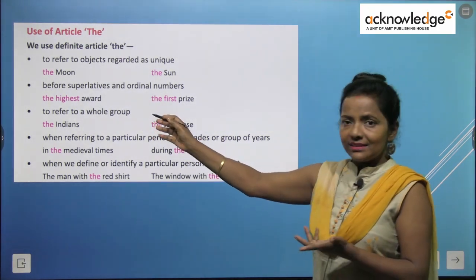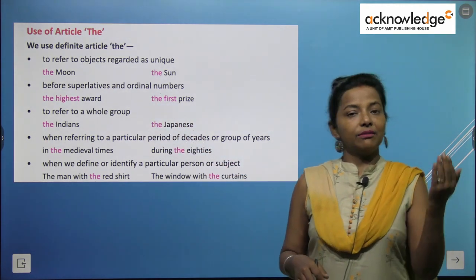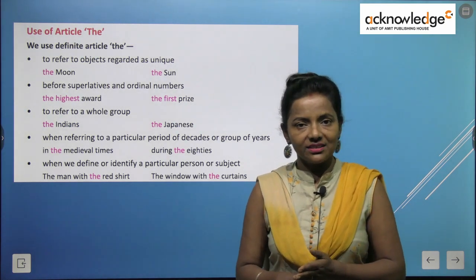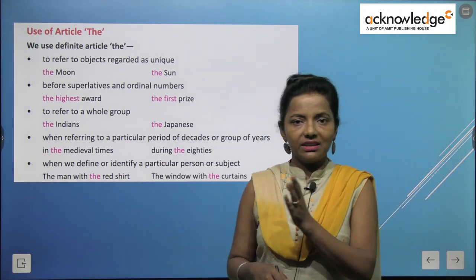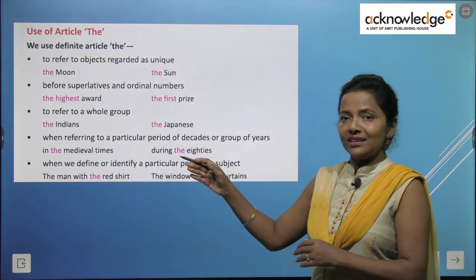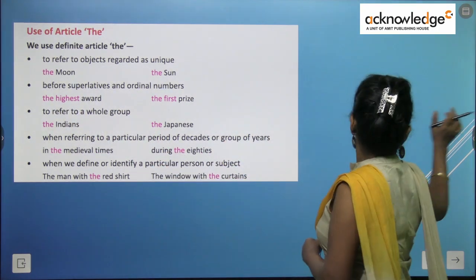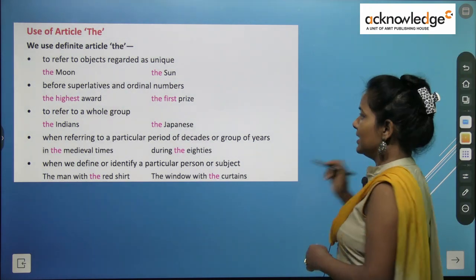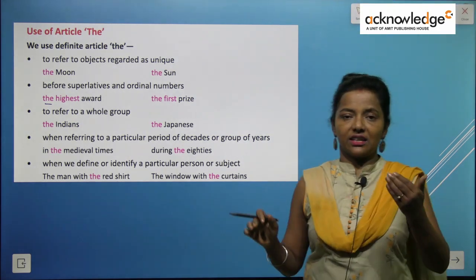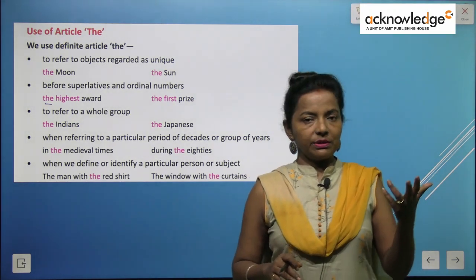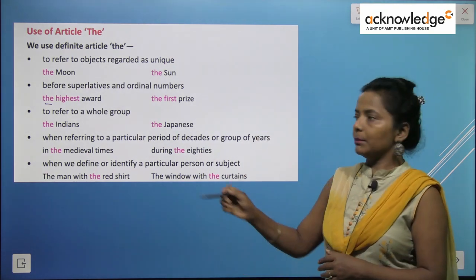Where else can we use the? Before superlatives or ordinal numbers. We have done the degrees of comparison, children. In the degrees of comparison, there were positive degree, comparative degree and superlative degree. So, the is used with the superlative degree. The highest award. Highest is a superlative degree, so we use the here. The first prize. First is an ordinal number. As you all must know, first, second, third, fourth are called ordinal numbers. So, with these ordinal numbers, we use the.